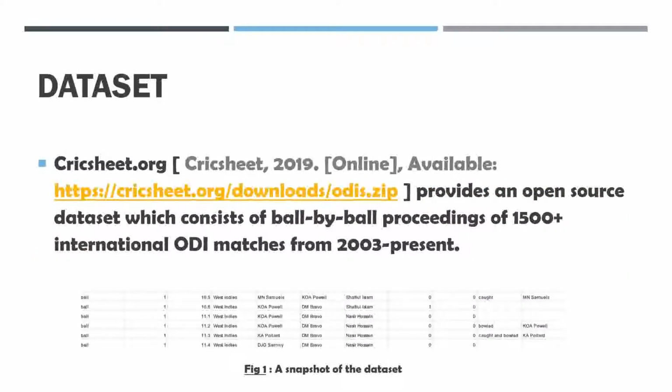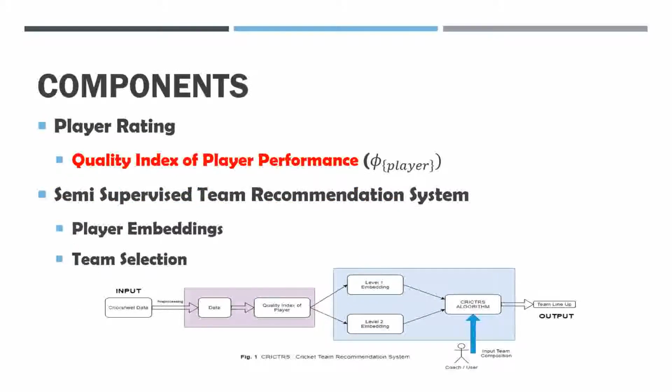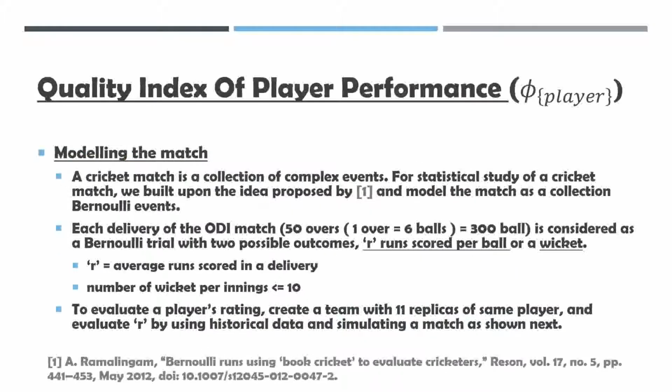For our work, we use the CRICSHEET.org dataset, which is an open source dataset having ball by ball match proceedings of over 1500 matches from the year 2003. These are the two main components of our system: the player rating mechanism and the semi-supervised team recommendation system. In our work, we build a player rating algorithm called quality index of player performance, represented by 5 players. And to start with, I would like to discuss how we modeled a cricket match.